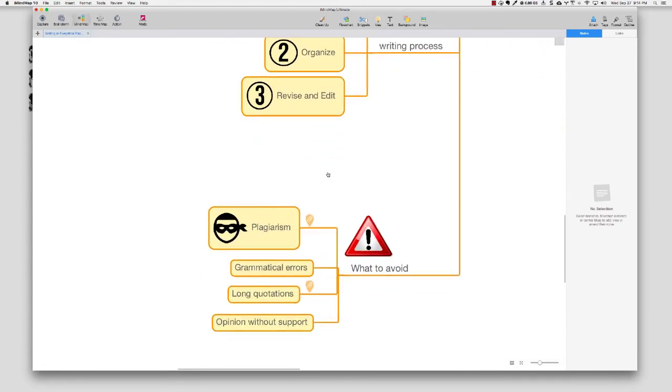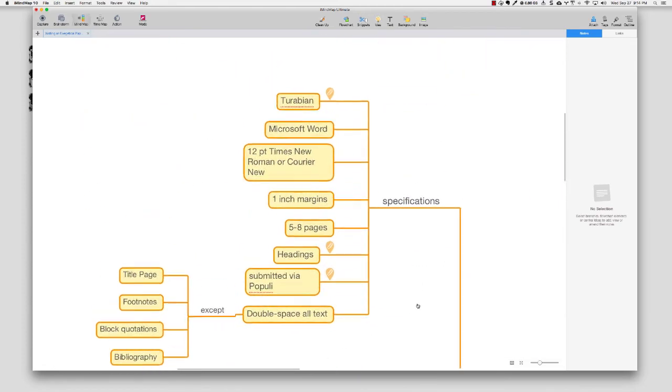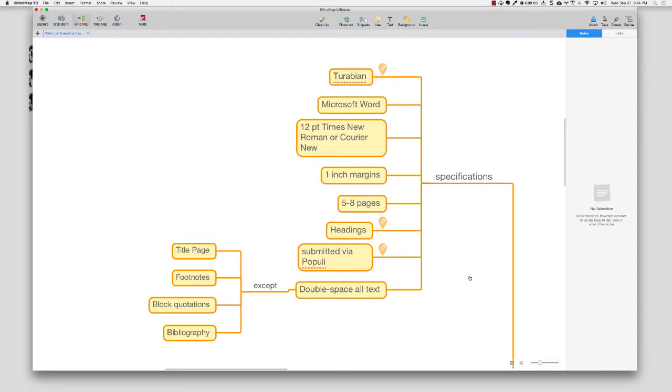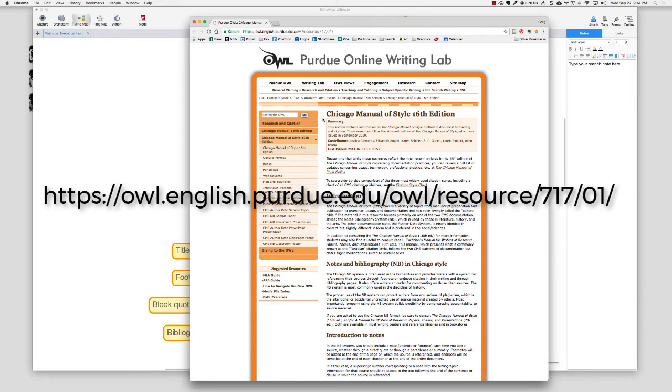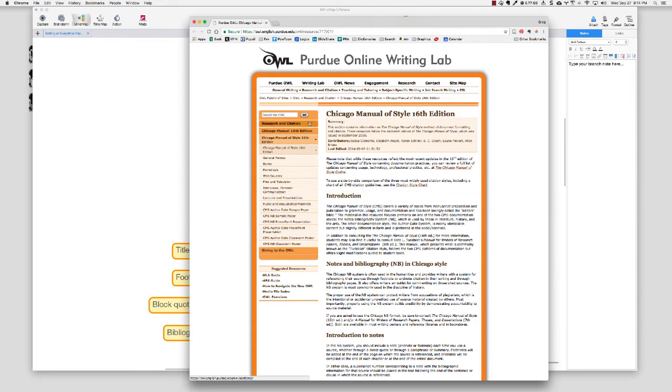So now let's look at the specifications for the paper. It's going to be written in Turabian. I have a link here to a place called OWL Purdue Online Writing Lab. Chicago, by the way, is the same as Turabian, just that Turabian is a shorter version of the Chicago manual. Kate Turabian decided to synthesize all that into a smaller version, but it's basically the same rules.